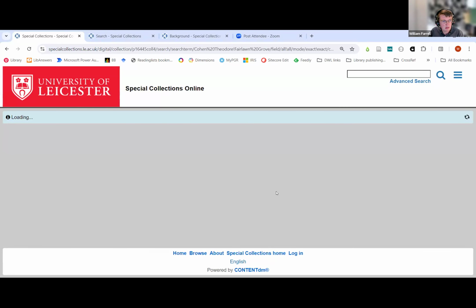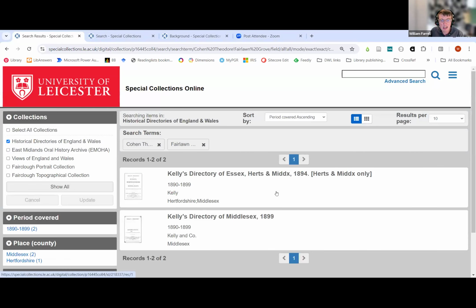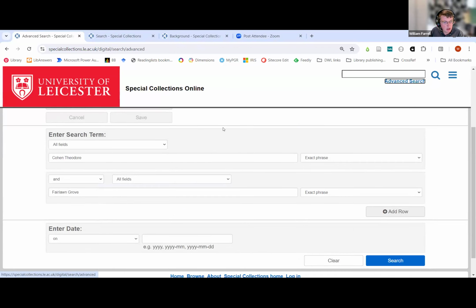And we should get the same result back. We get only 2 results now because it's more specific, but he may be in this other directory for Middlesex as well. If you are not searching for people, but you're interested in occupations, or you know the occupation of an ancestor, you can do that as well.